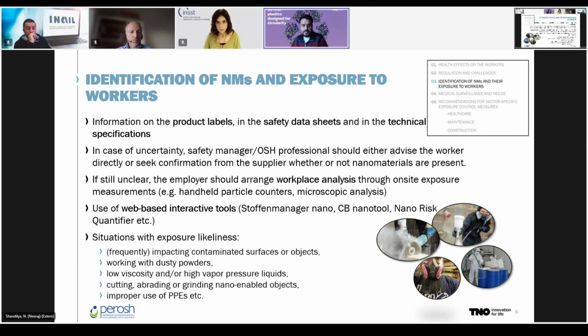Then based on the data gathered so far, there are some typical situations which are known to have the potential for worker exposure. These include frequently impacting contaminated surfaces or objects, working with dusty powders or liquids which have low viscosity or high vapor pressure, activities like cutting, abrading, or grinding nano-enabled objects, and improper use of personal protective equipment, like wearing a mask over a big beard, etc. So if any of such situations occur, an employer must take arrangements and ensure worker safety at the workplace.